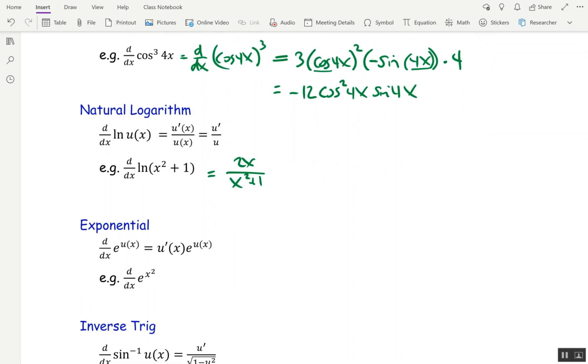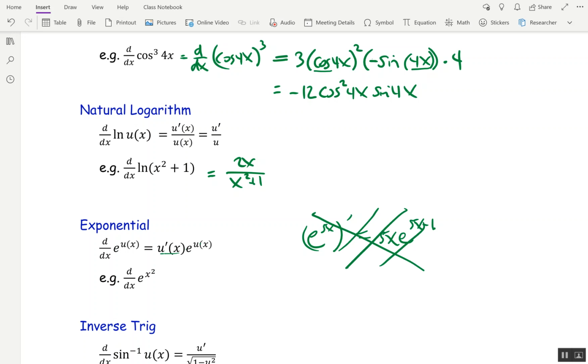Exponentials we love even more than logarithms because they're even easier. And the rule is copy down e to the u of x and then multiply by the derivative of the exponent. So it's not the power rule. So if you have the derivative of e to the 5x, you do not bring the 5x down and then subtract 1 from the exponent. I don't even like to write that. It's so bad. No, no, no, no.